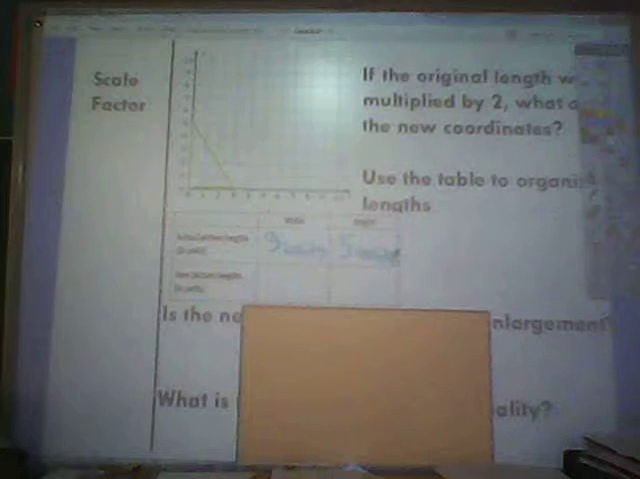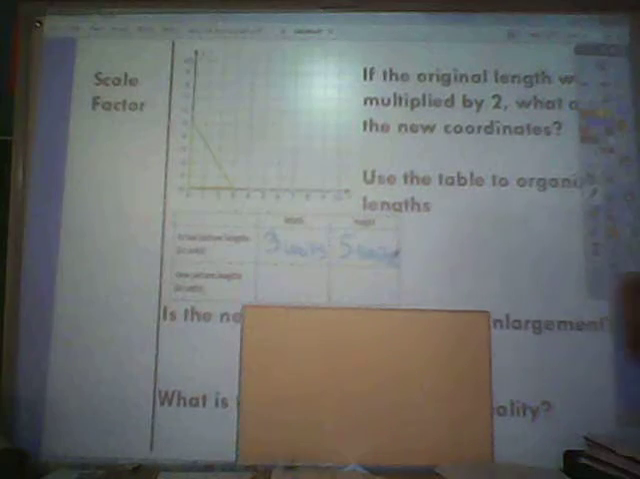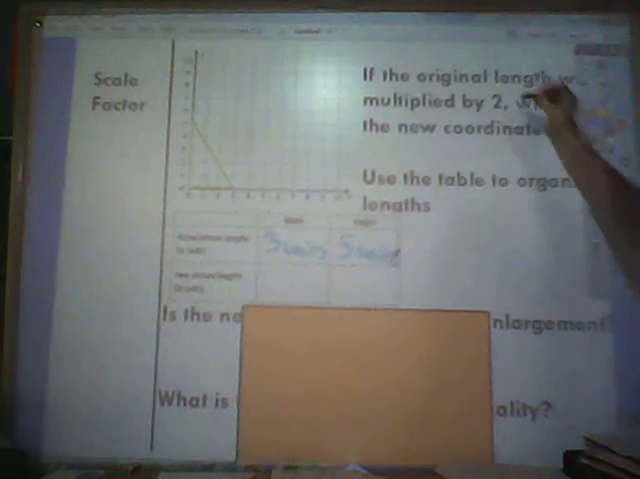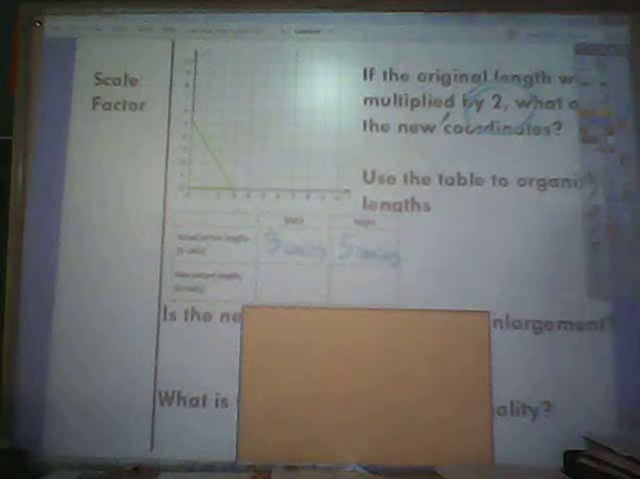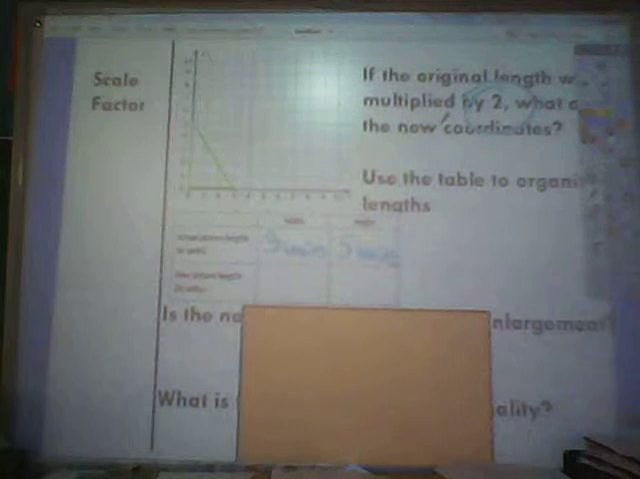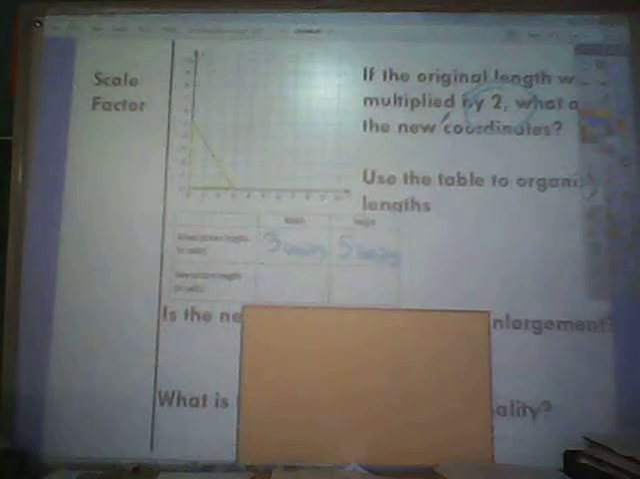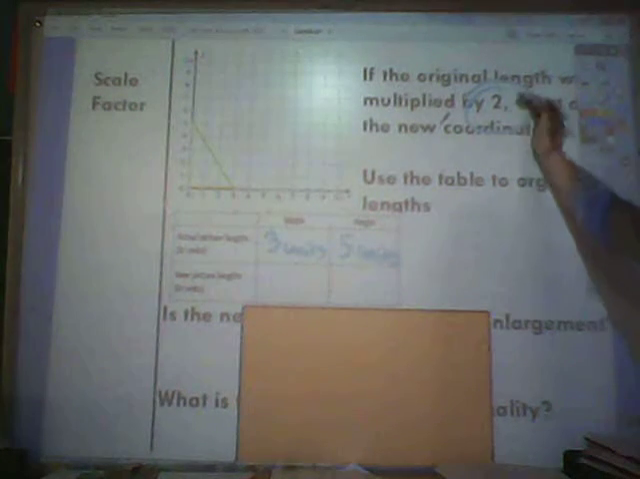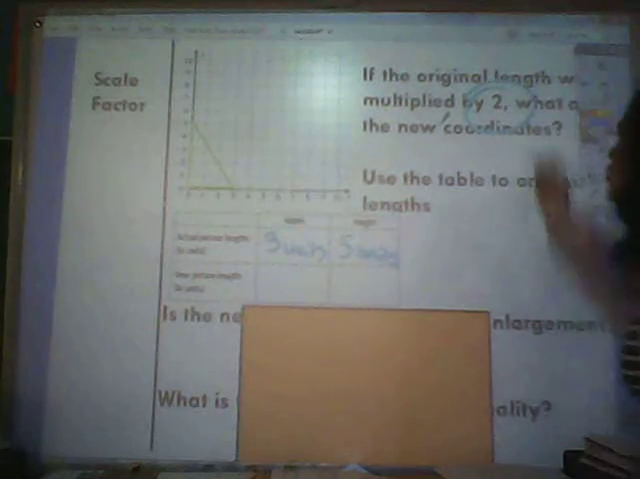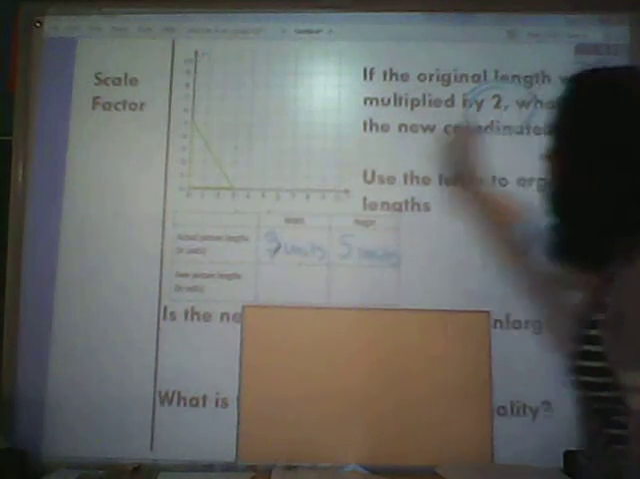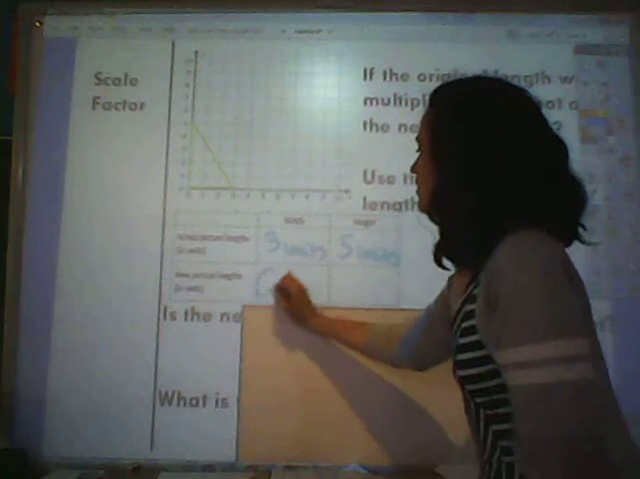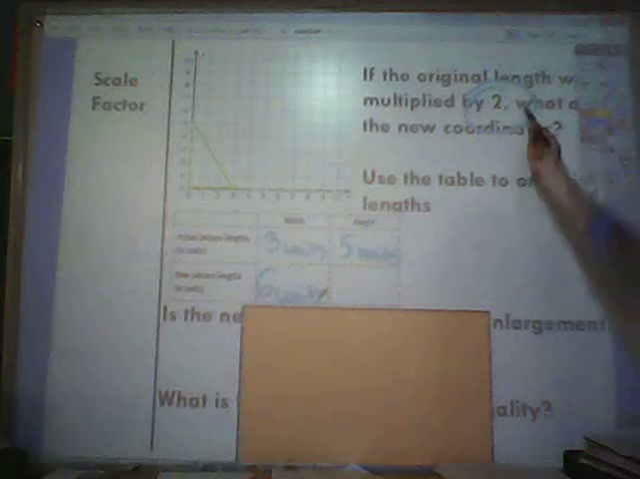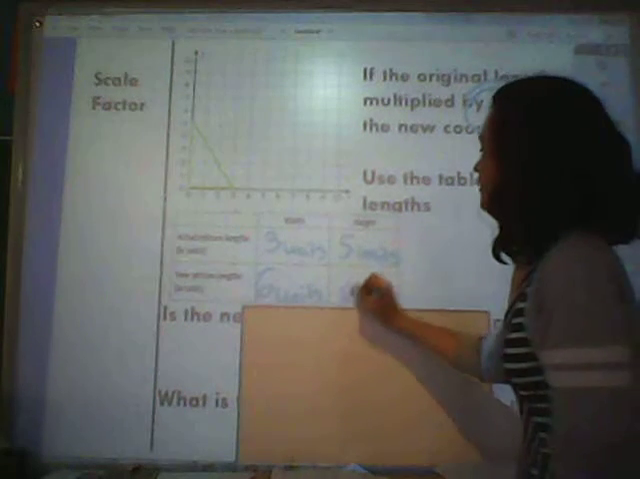Now, what is the information that they told me I need in order to create a new picture? They said the original length was multiplied by 2, and I know that that's going to be my scale factor, because if I'm multiplying anything by a number to get a new picture, that's what I'm going to do. So I'm going to multiply my scale factor by both of these sides. What is 3 times 2? 6 units. Make sure to keep your units with you. And 2 times 5 is 10 units.